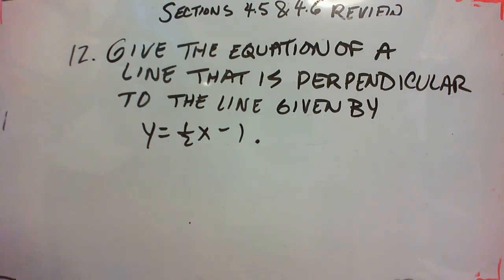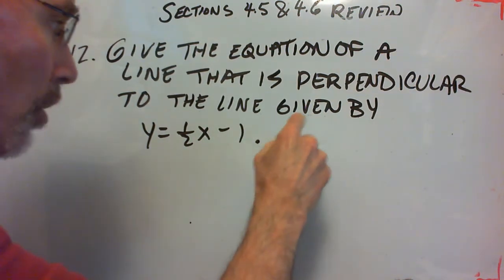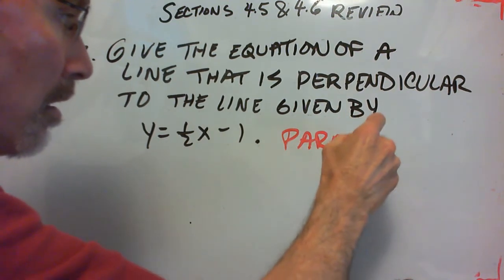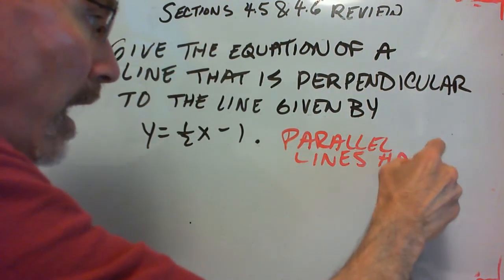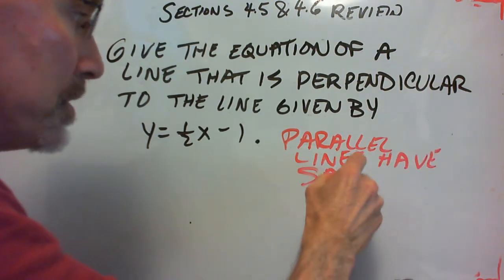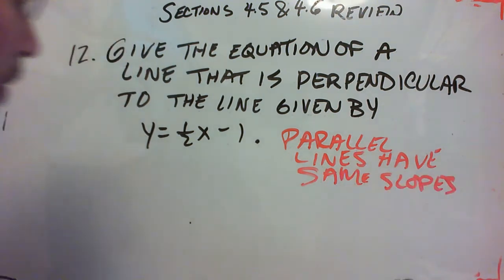Well, this has to do with parallel and perpendicular lines. Parallel lines have the same slopes. So a line parallel to this would be y equals 1/2 x plus 3, y equals 1/2 x plus 1, anything with a slope of 1/2.